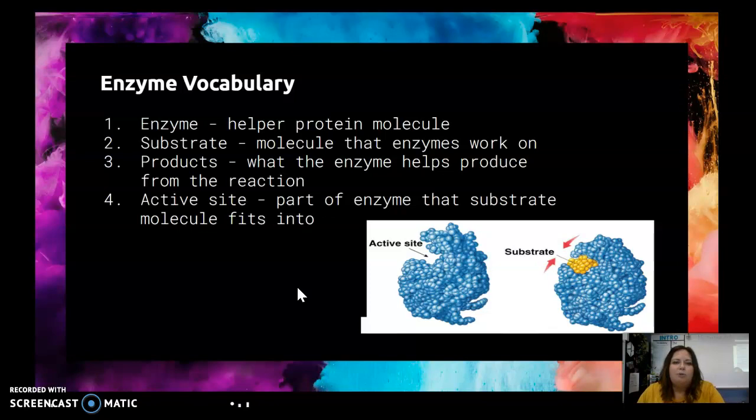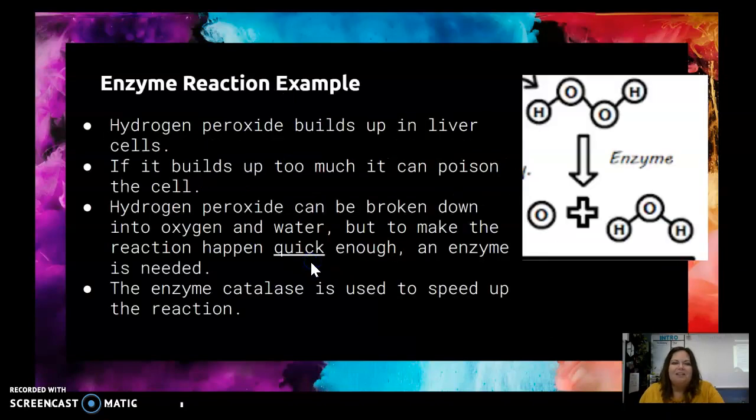Make sure you're familiar with these terms. Enzyme, it's our helper protein molecule. Substrate is the molecule that the enzyme works on. Products are what the enzyme helps to produce from the reaction. And the active site is the part of the enzyme that the substrate molecule bonds to. Okay. We're going to go through an example, hopefully kind of clear things up a little bit. This is on your notes sheet, so make sure you're following along there as well.